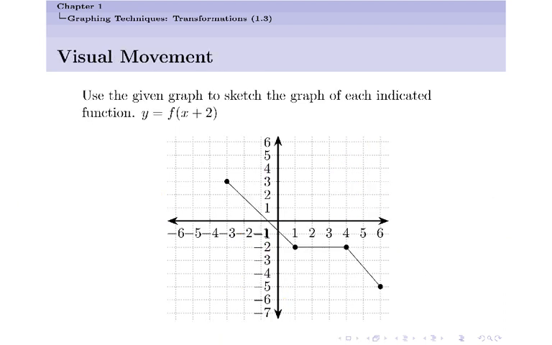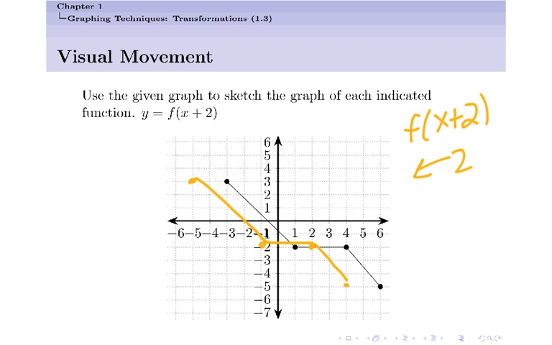The original graph of f of x is shown below. See if you can find the graph of f of x plus 2. Well, f of x plus 2 is just a shift to the left 2 units. So I take all my ordered pairs and I shift them to the left 2 units. And then I keep my shape.